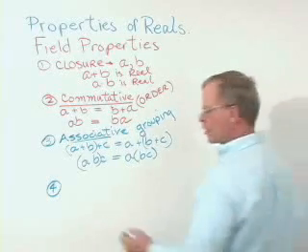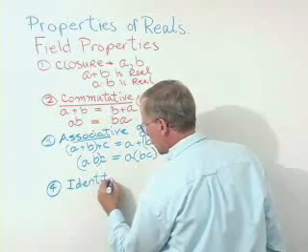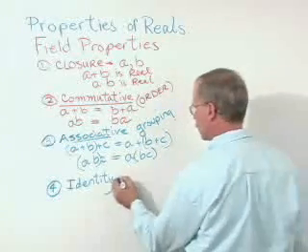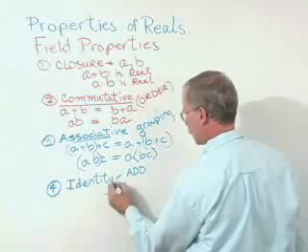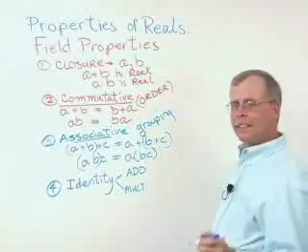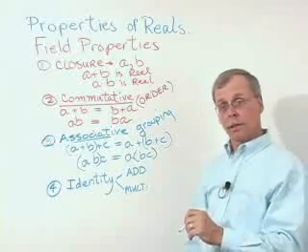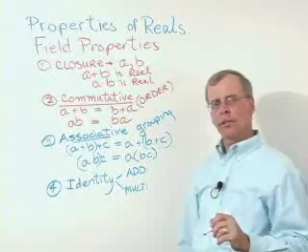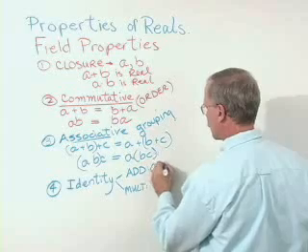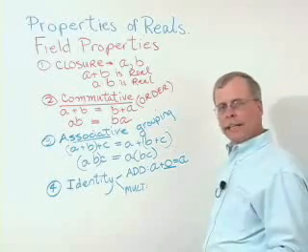That's the existence of identity elements. Now, there must be an identity element for both addition and multiplication. An identity is an element that when the operation is performed, nothing happens. So what do we add to something so that it doesn't change? 0. So if we have A plus 0 equals A, we know that 0 is the additive identity.